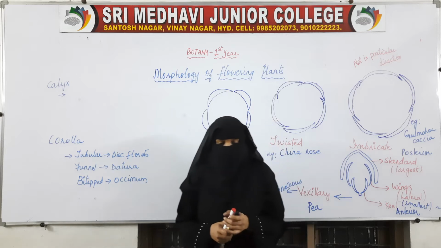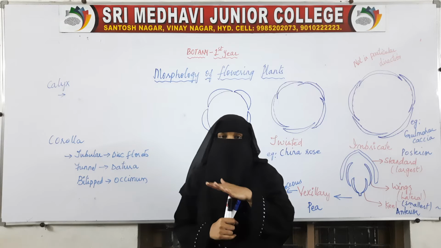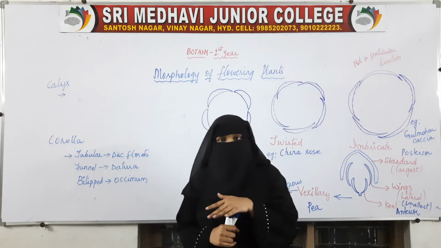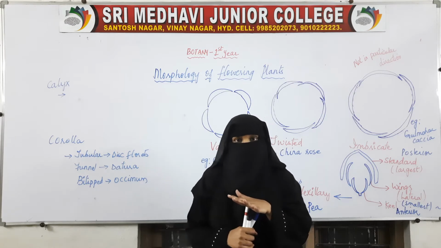Welcome students. Today we'll start with the different parts of the flower. We'll study in detail about each and every part of the flower. We all know that a flower consists of 4 different parts: calyx, corolla, androecium and gynoecium.